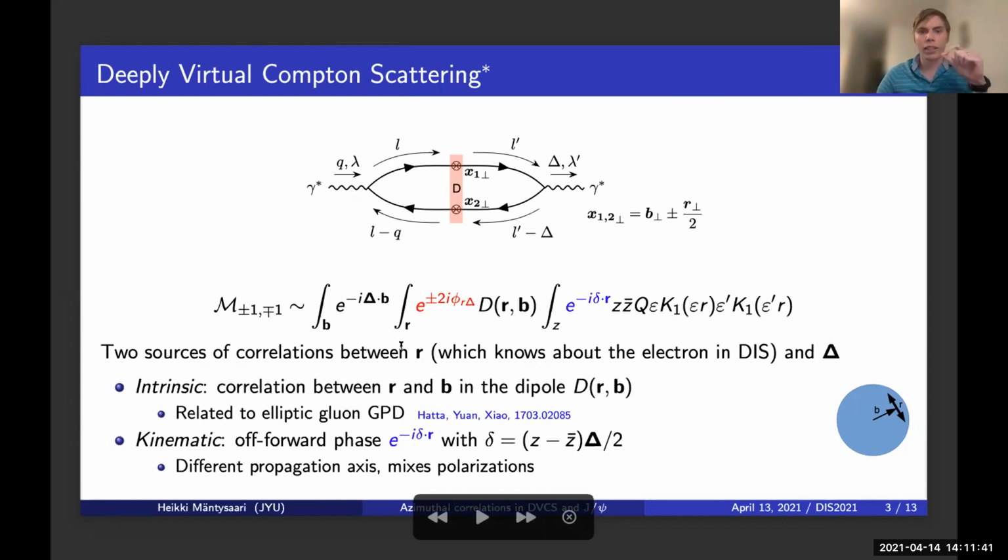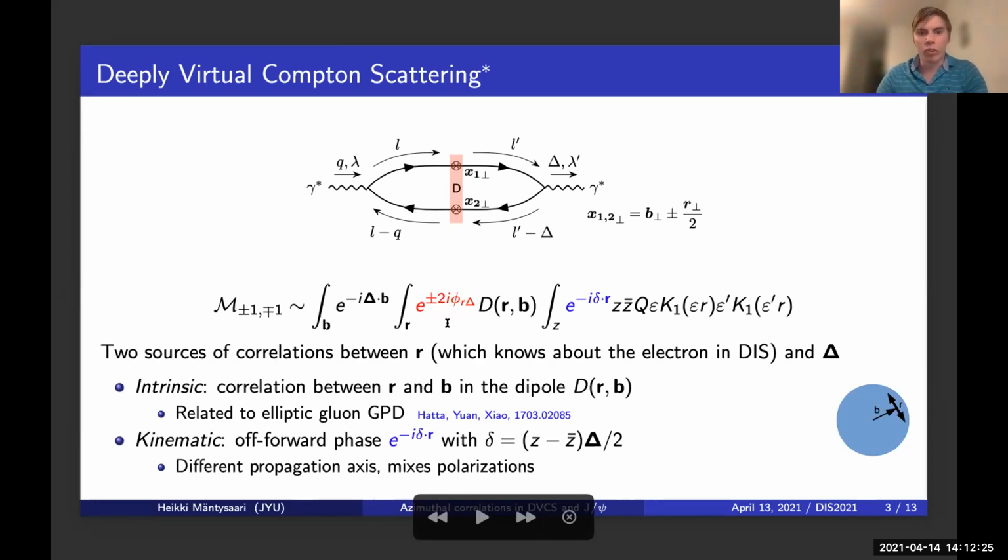First of all, you have to remember that the dipole size, or dipole orientation R, knows something about the electron, because we had the electron emitting the photon that splits to a dipole. So that's why the dipole size knows something about the electron. And then in this particular scattering amplitude, we have these phase factors. So there is an angle between the dipole orientation and the momentum transfer vectors multiplying the dipole amplitude. So basically, you immediately notice that a structure like that is highly sensitive to the angular dependence that you have in the dipole scattering amplitude.